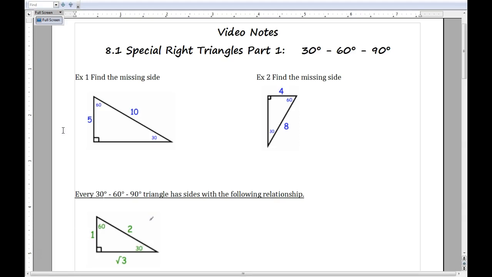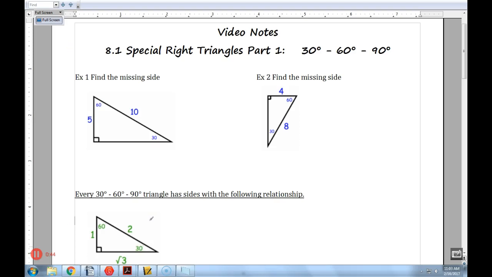Alright, so example 1. First of all, there are two special right triangles. 30 degrees, 60 degrees, and 90 degrees. And then, like I said, we're going to learn the 45, 45, 90 in 8.2. We're going to pick that one up later. So let's first find the missing side.